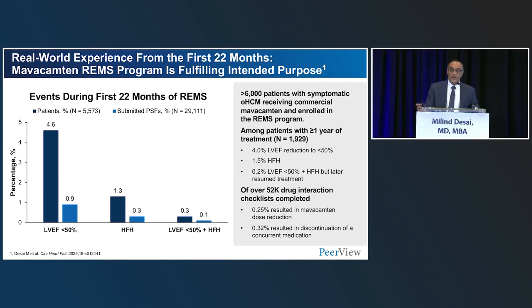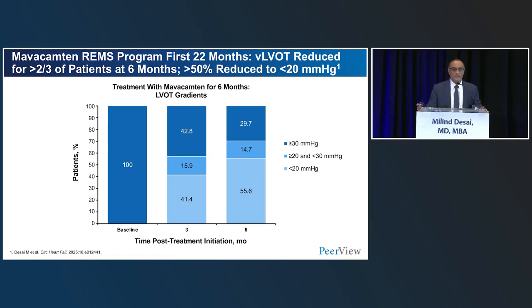52,000 drug interaction checklists performed, 0.25% reduction in mavacamten dose, and 0.32% discontinuation of concurrent medication. So again, the system works. What does it do to the gradients? Similar to the clinical trials, it is showing very similar efficacy in terms of Valsalva gradients. In fact, there were about 700 patients where after first dispense, the gradient reduced to less than 20 millimeters of mercury, to a point where we would be confident enough to even lower the dose.